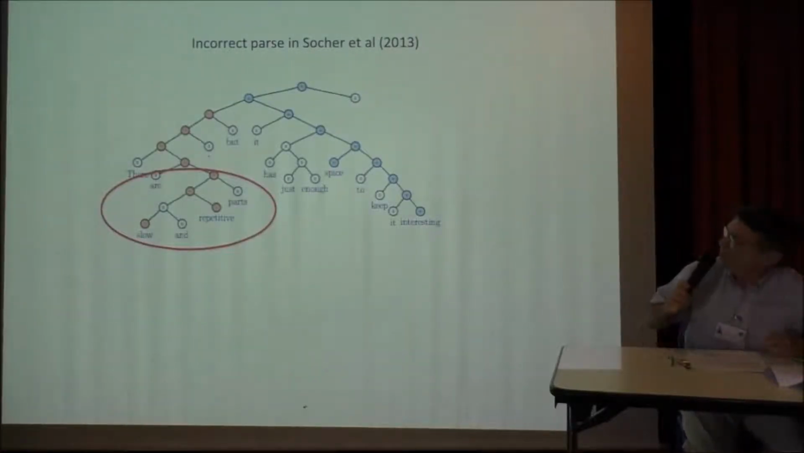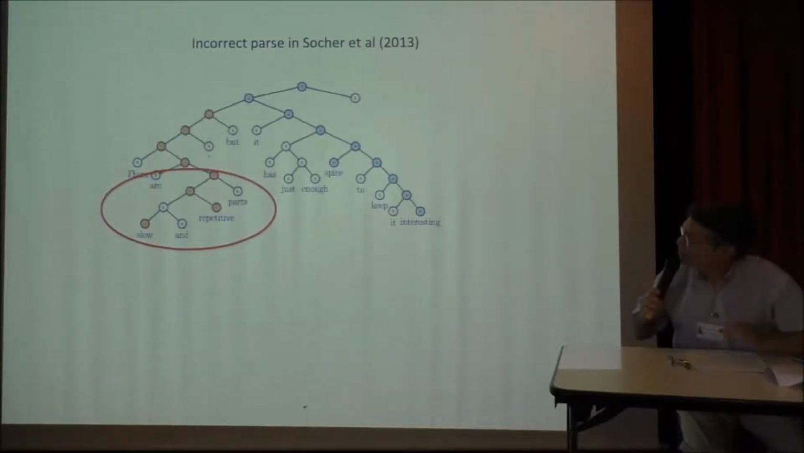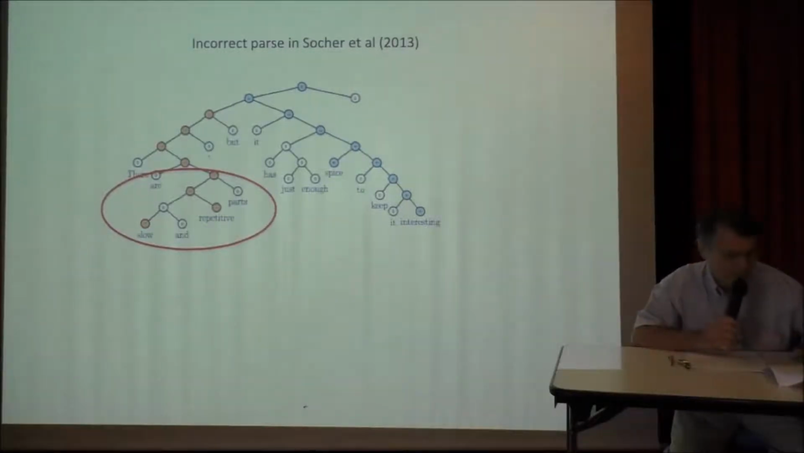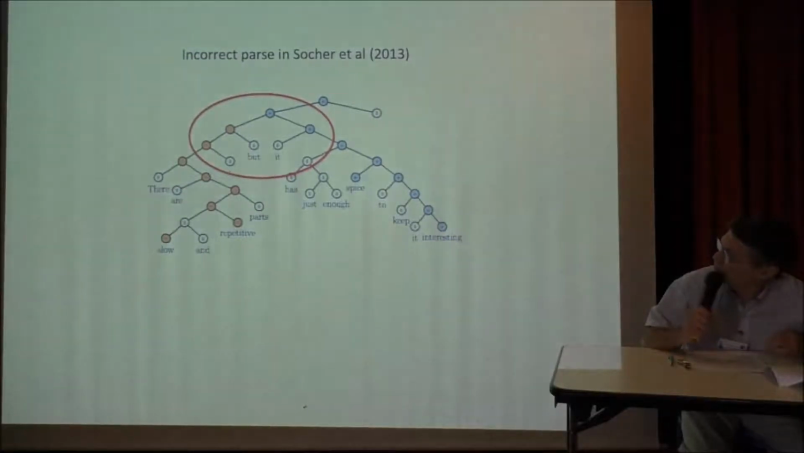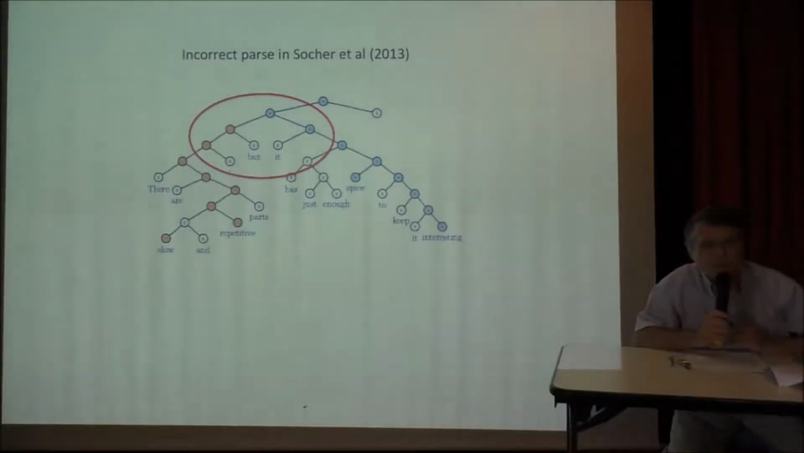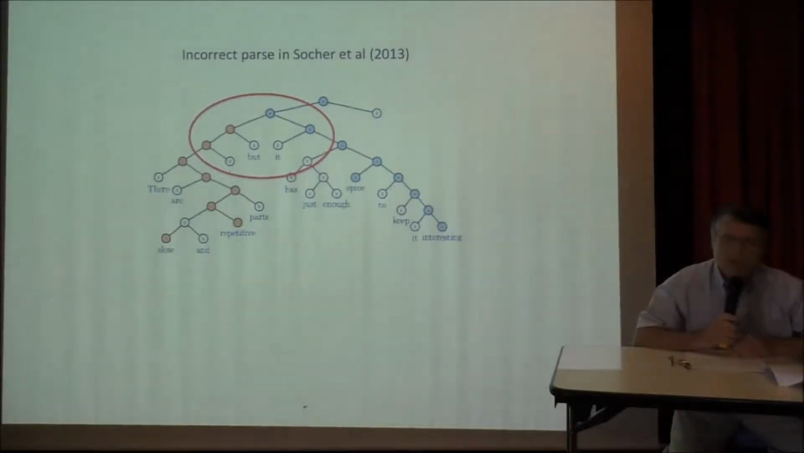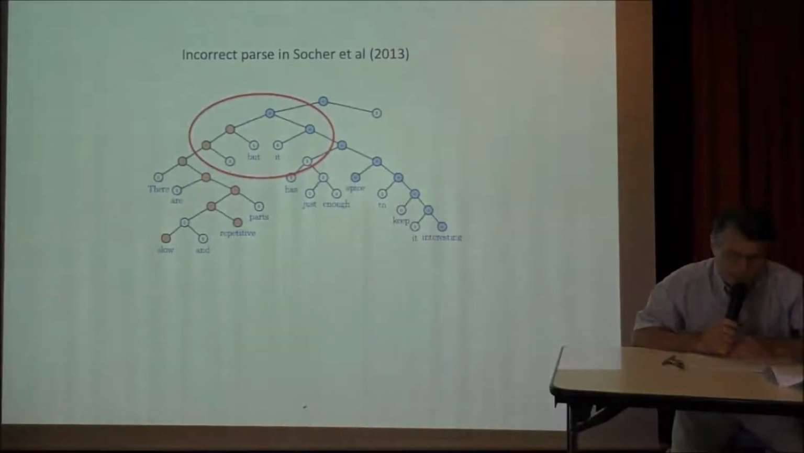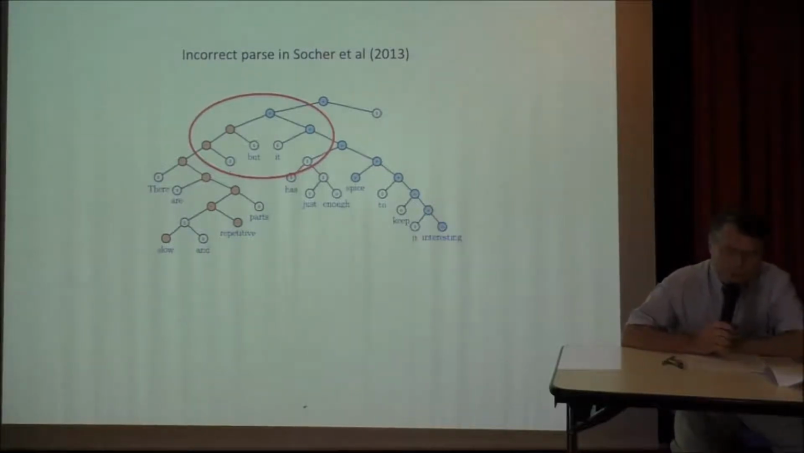So for instance, in this model, he's modeling the sentence, 'there are slow and repetitive parts,' and 'slow' and 'repetitive' don't share the same level of the structure. And higher up, there's a conjunct between 'there are slow and repetitive parts' and 'but it has just enough spice,' and again, the two sentences don't share the same level of structure. So these are syntactic structures that, as far as I can see, wouldn't be endorsed by anyone who writes syntactic structures of these sentences.